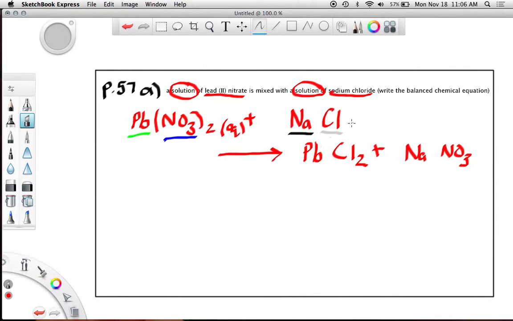In NaCl, there's two different rules you can look at to tell you it's soluble. The chlorine compounds are soluble with just a couple exceptions. Or we look at group 1 compounds, where sodium's from. They're all soluble. So either way, this is soluble.